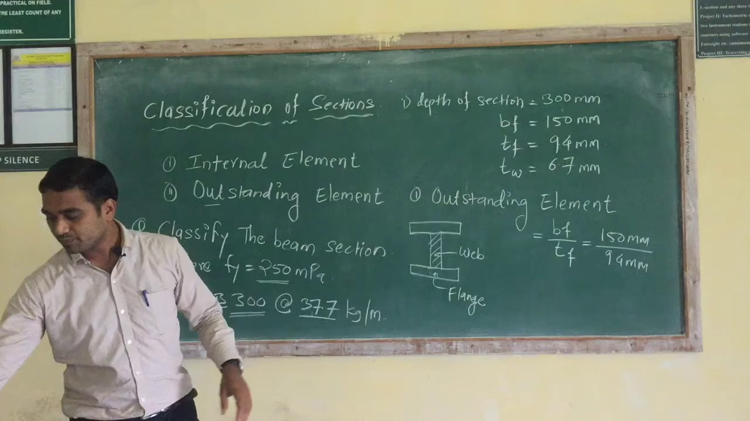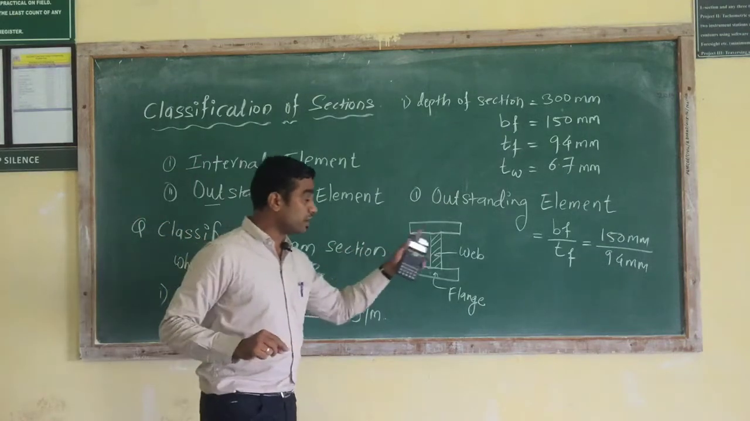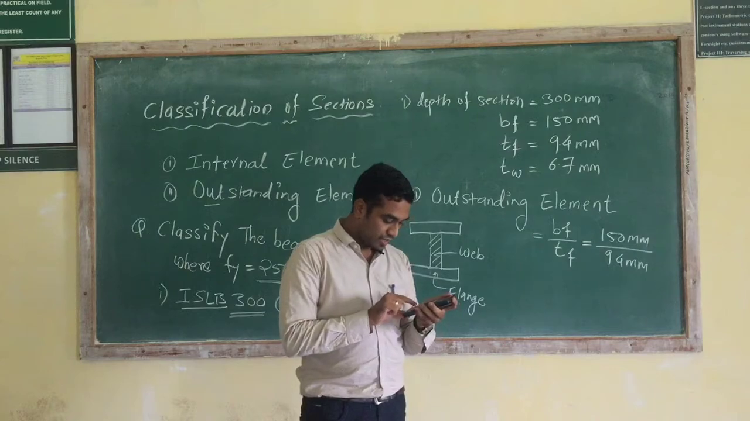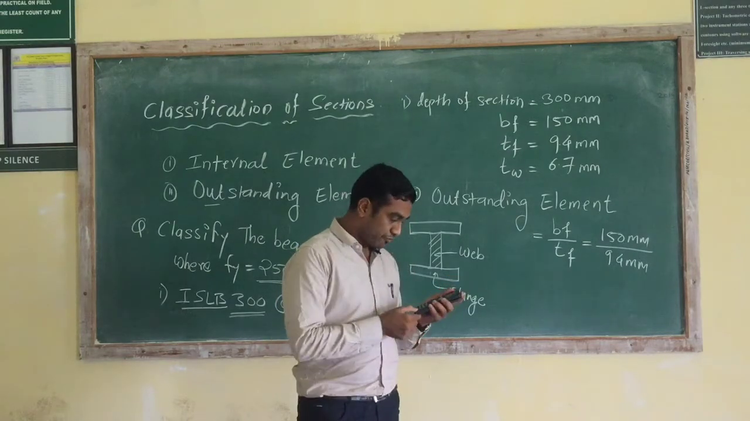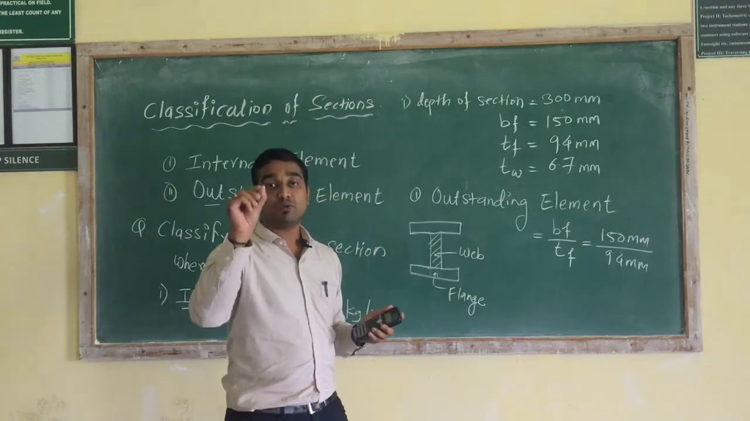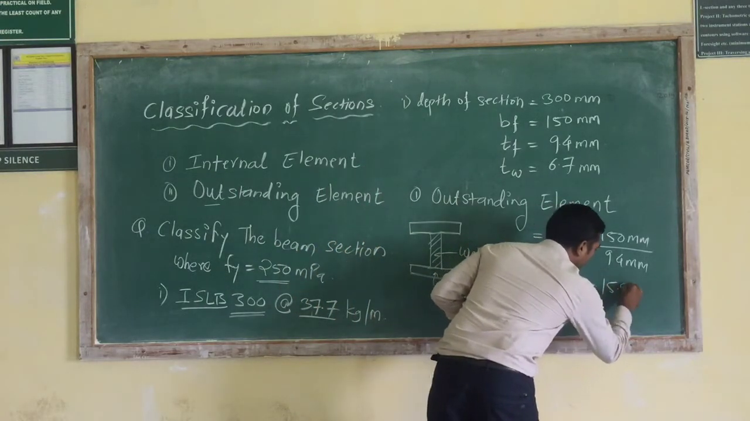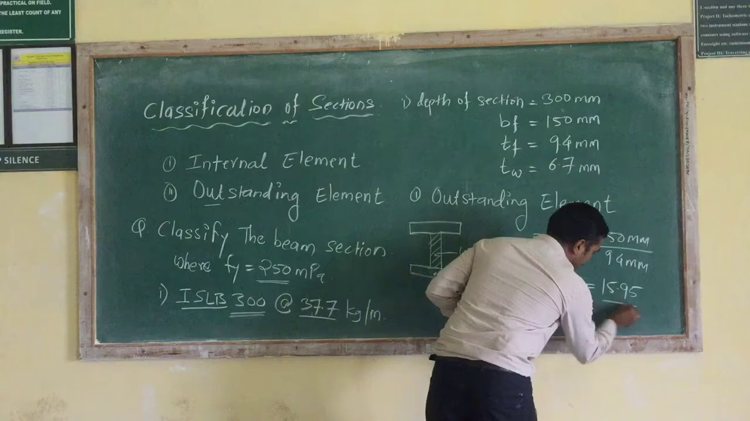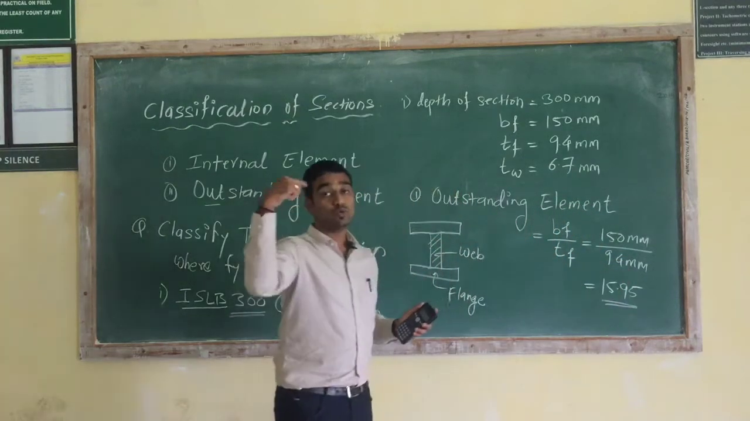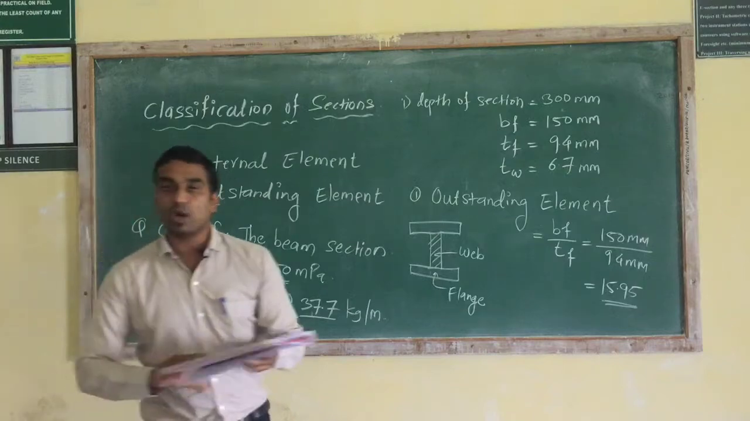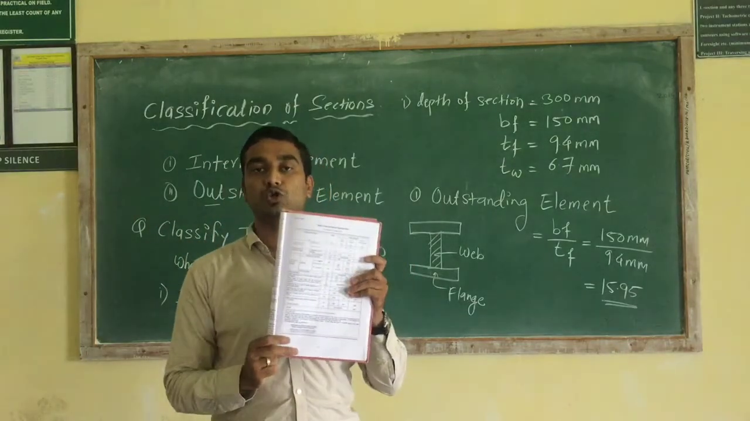Calculate this value. This becomes 150 divided by 9.4. You will get 15.95. Again you have to go to your IS code and see table number 2 again.